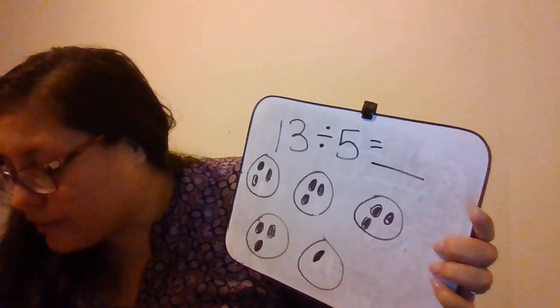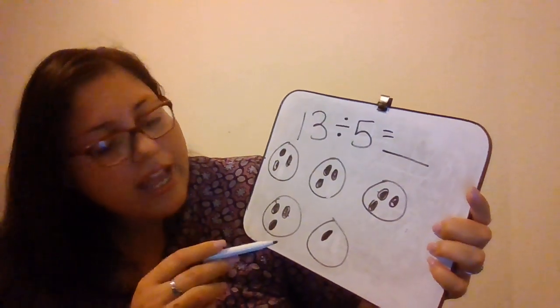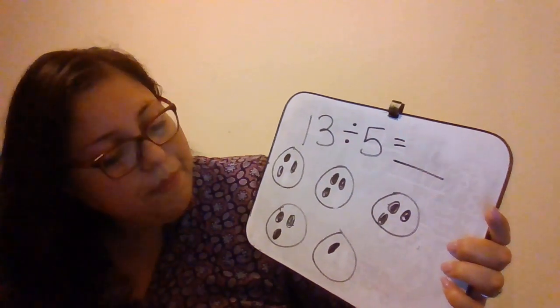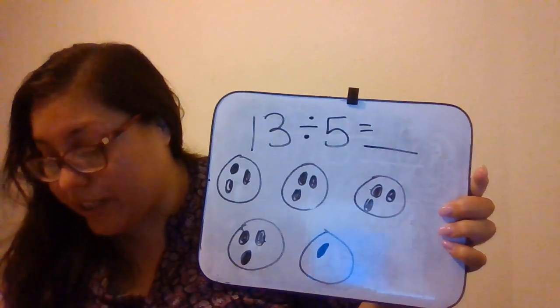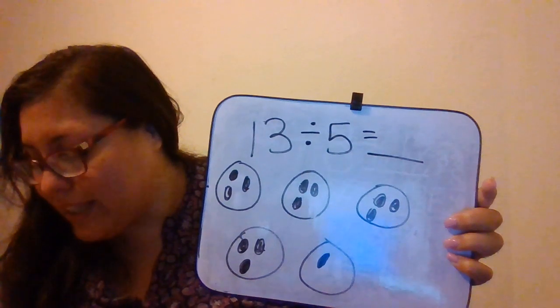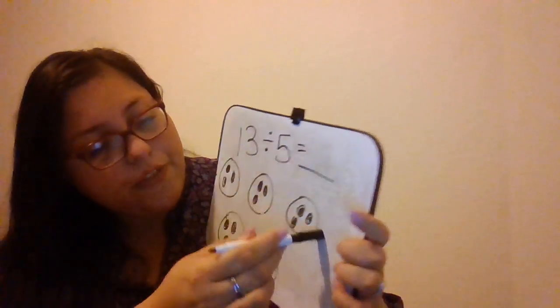So for this one, we have to look and see how many are left over. How many do we have left over? We have 1. So let's see here. And we can do this another way.